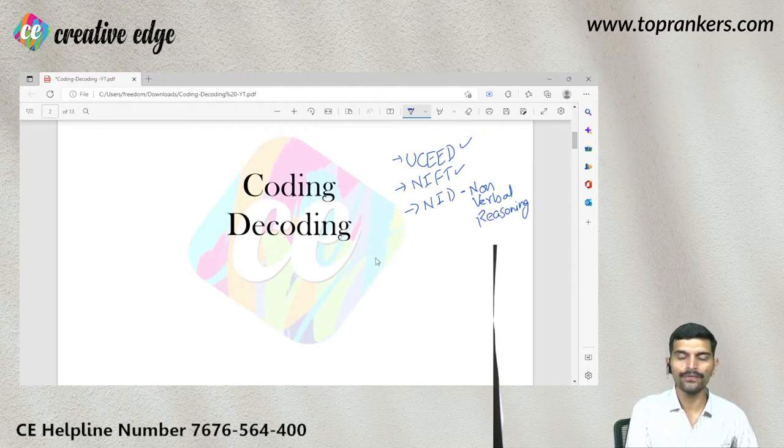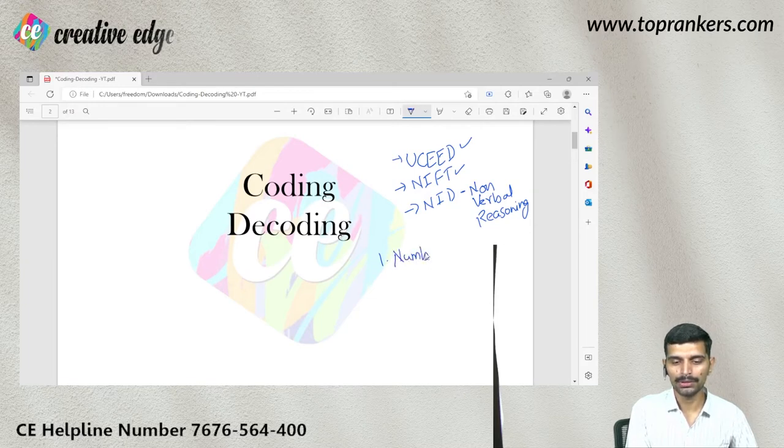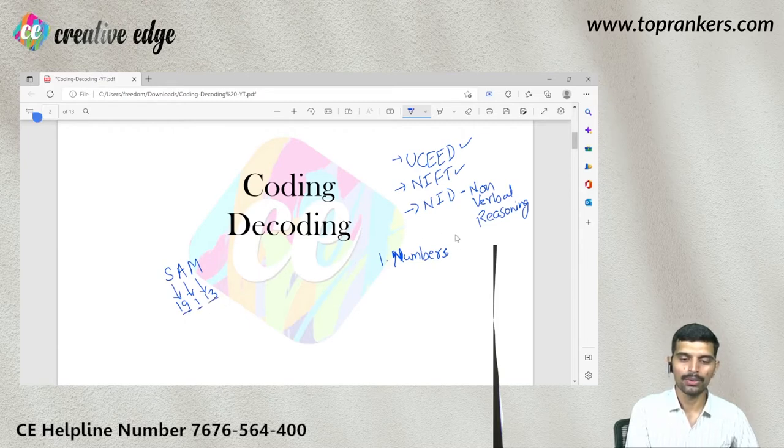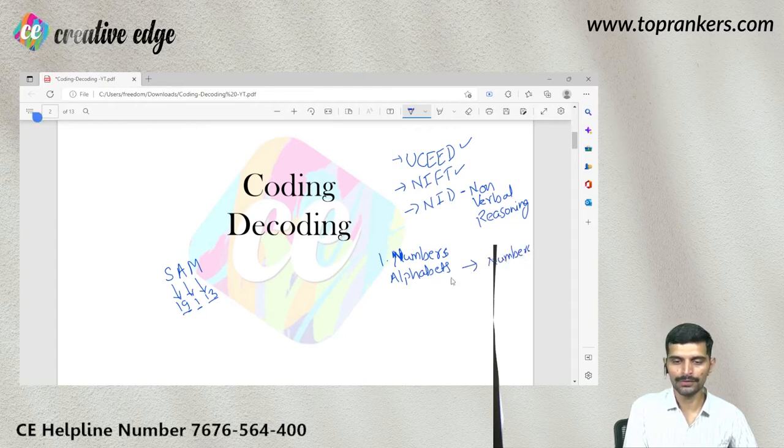So there are three or four varieties of such questions in this topic. Number one, numbers, when alphabets have been converted into numbers, right? This is nothing but the equivalent numeric value of each alphabet, right? So alphanumeric coding decoding: variety one is numbers, when alphabets are written in the form of numbers. So the very first variety is this one.